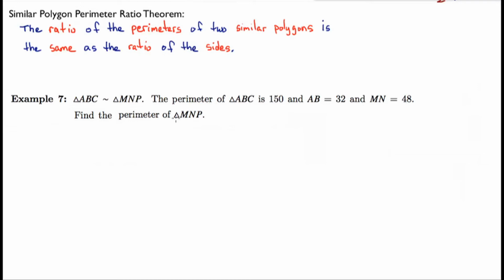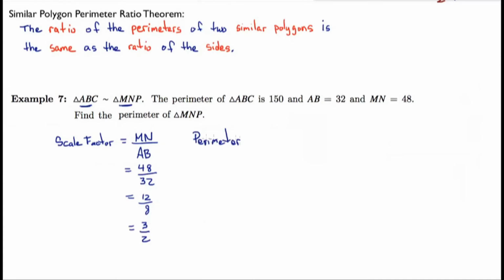So that meant that the scale factors of the perimeters were also the same. Example 7, triangle ABC is similar to triangle MNP. If the perimeter of triangle ABC is 150, and we know that AB is 32 and MN is 48, find the perimeter of triangle MNP. Okay, so we know that the scale factor equals MN over AB because those two sides correspond. So we can see here that 48 over 32 simplifies to 3/2. So there's my scale factor.